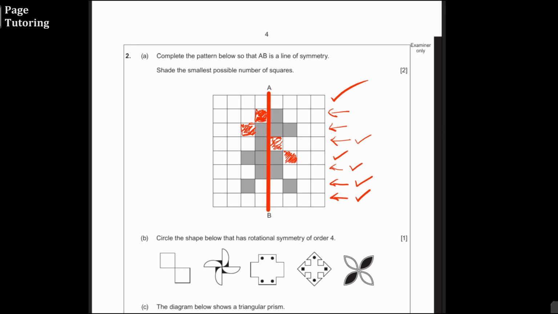And now we look at our shape. I'll shade that in a bit more so it looks more symmetrical. But we can see, yeah, that's symmetrical now. We're happy, we've got 2 marks.